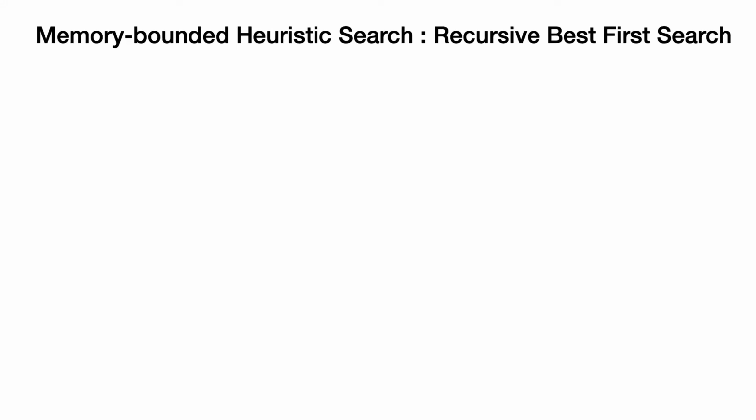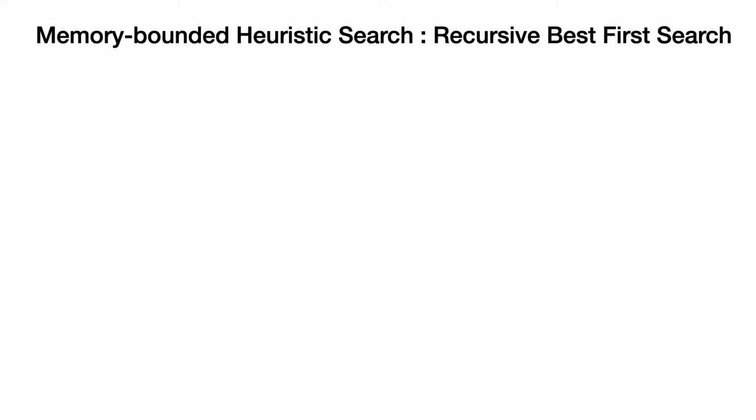Hello everyone. In the previous video, we have seen a number of informed search algorithms like greedy best first search algorithm, A-star algorithm, and IDA-star search algorithm. We have seen that greedy best first search algorithm is not complete and optimal, whereas A-star search algorithm was complete and optimal. But one of the limitations of A-star algorithm was huge memory requirements, and we have seen one of the techniques to solve that, which is IDA-star search algorithm.